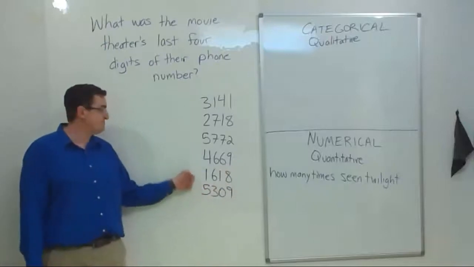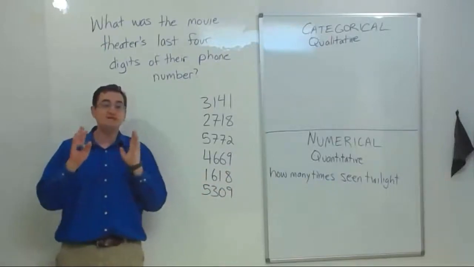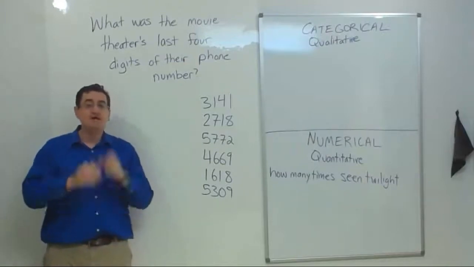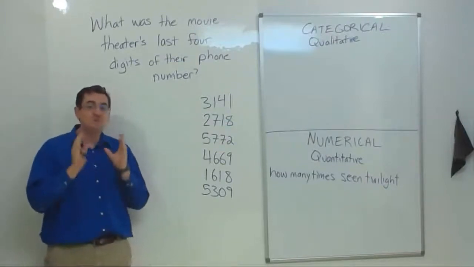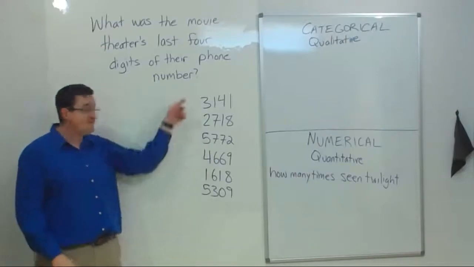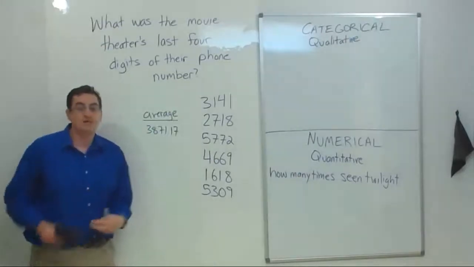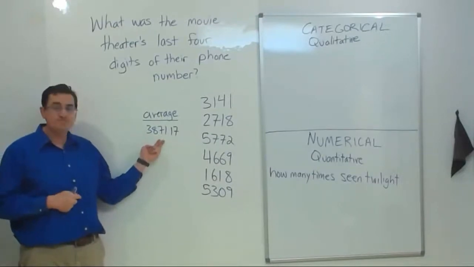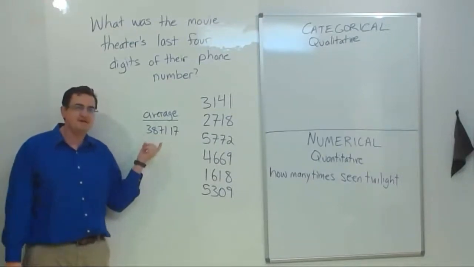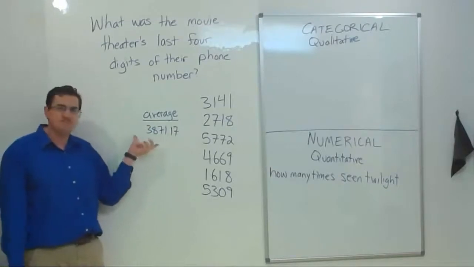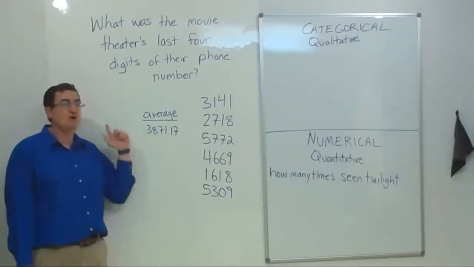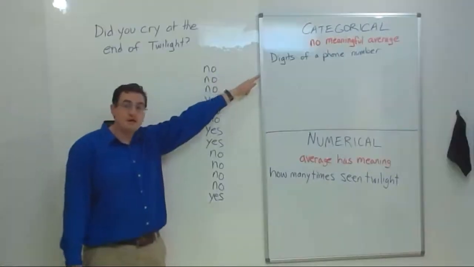But here's an example of where we have numbers, and this is going to be categorical. These are digits of a phone number. Here's how you can tell, would the average make sense? If I average these numbers, which I totally just did in my head, this 3871.17, does that make sense? Is this like a phone number? Is this an expected phone number? No, not really. This doesn't have any meaning, which is why this question belongs on the categorical side.